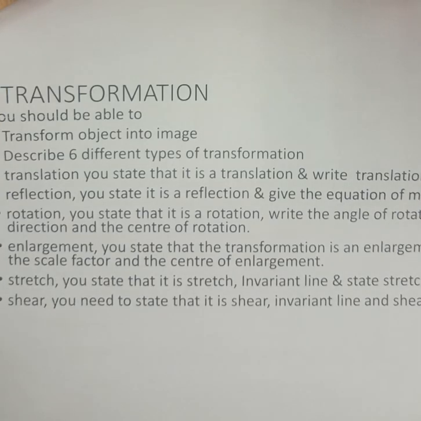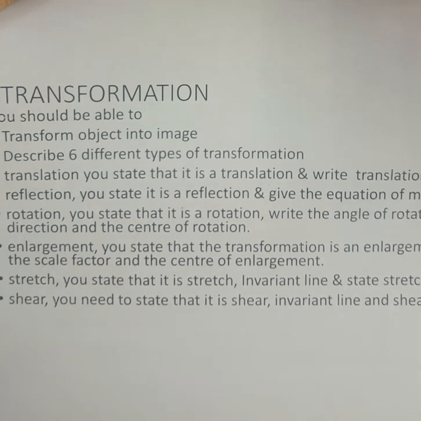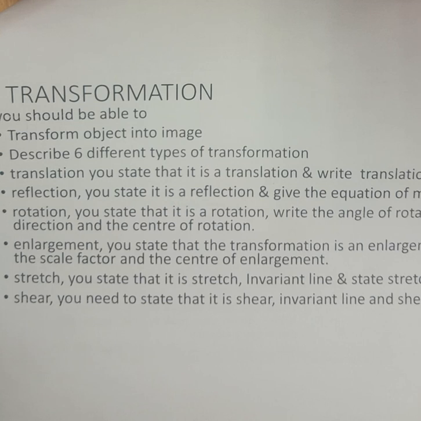We are going to see a question on transformation. You need to be able to transform an object into an image and describe the 6 different types of transformation. When you are describing, for example, translation, you state that it is translation and also write the translation vector. When it is translation, both the image and object are going to be congruent and facing the same side. And then reflection, you need to state that it is reflection and give the equation of the mirror line.